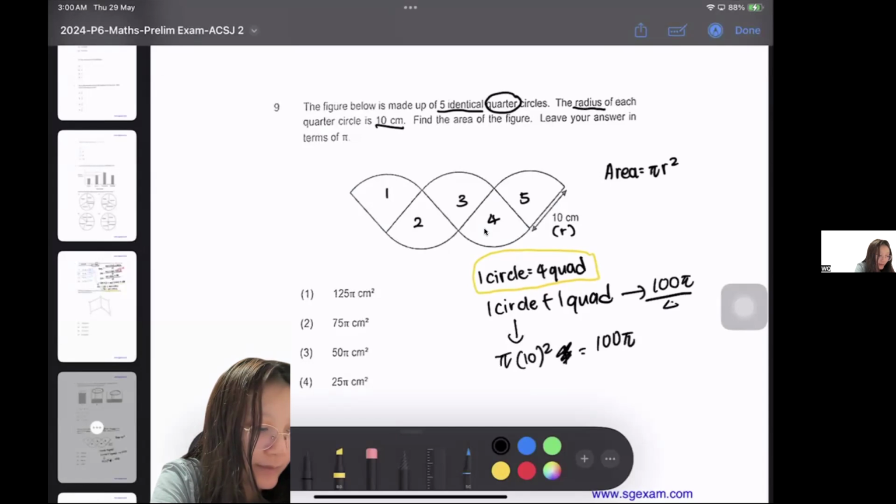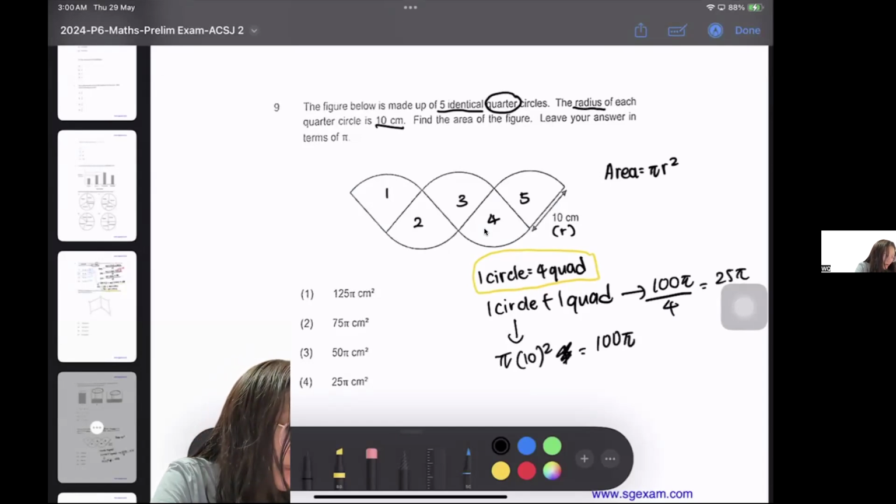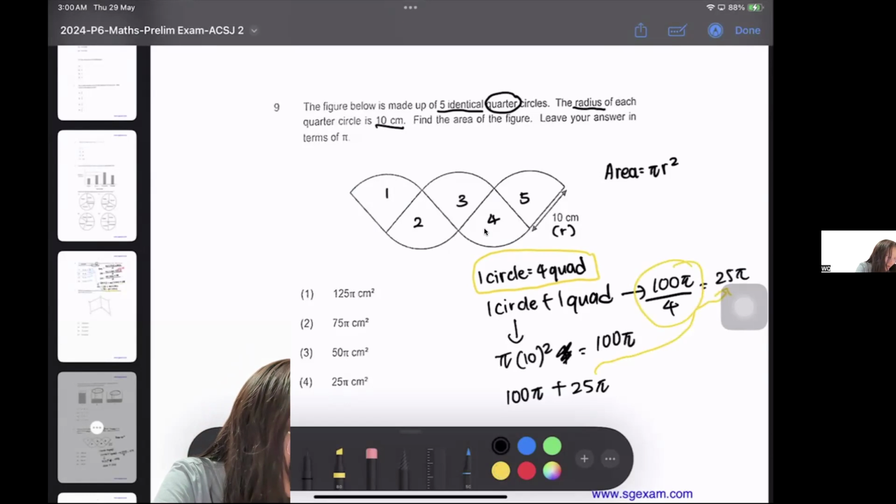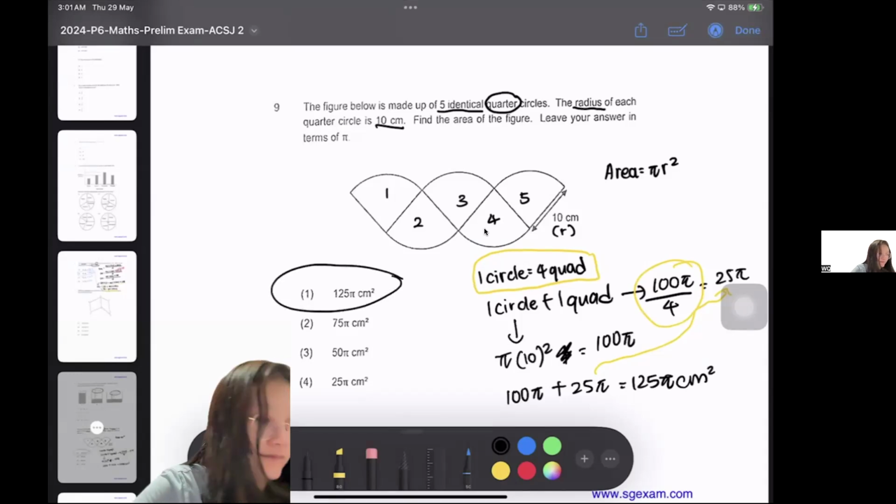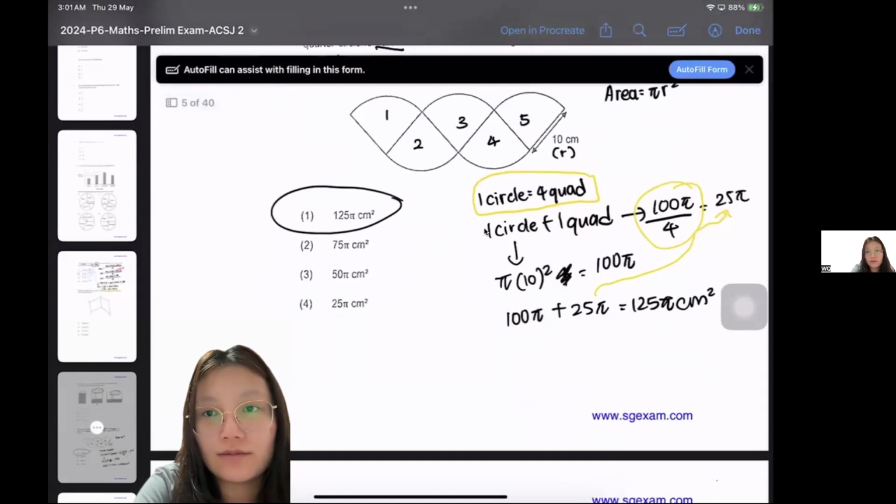You can actually just take it divided by 4 equals 25 pi. Then you must add them together. So you add them together: 100 pi, which is the area of the circle, plus 25 pi, which is the area of the quadrant that you found over here, right? You found the area of the quadrant here, where you divide by 4 to get 1 quadrant. So the answer is 125 pi. Then you must add the unit, cm squared. So its answer is 1. Okay, next one.